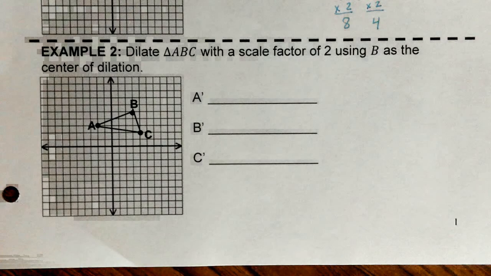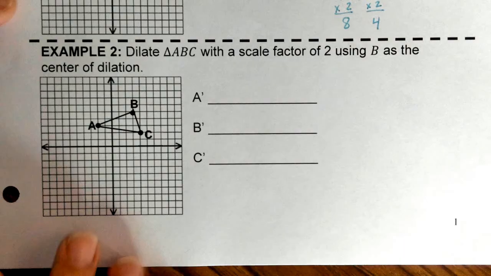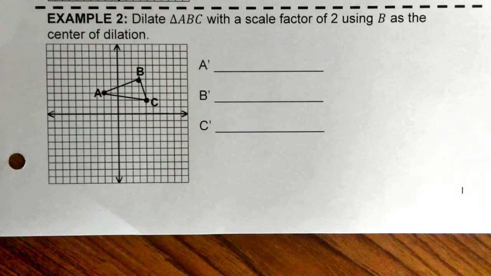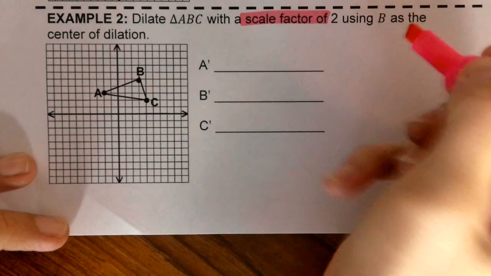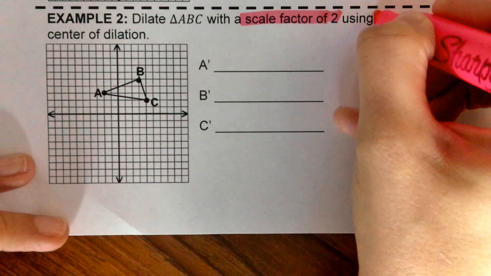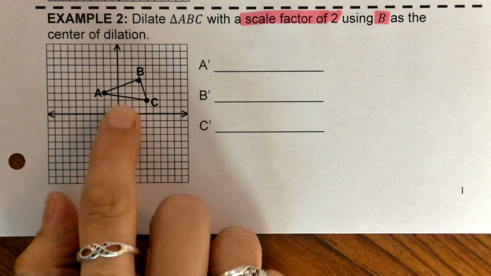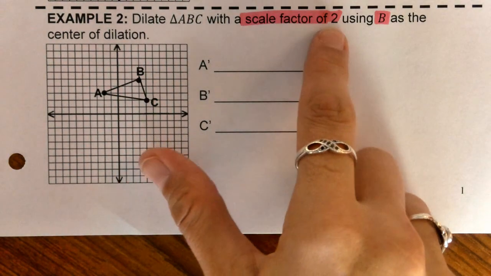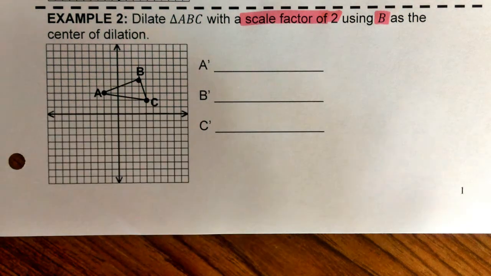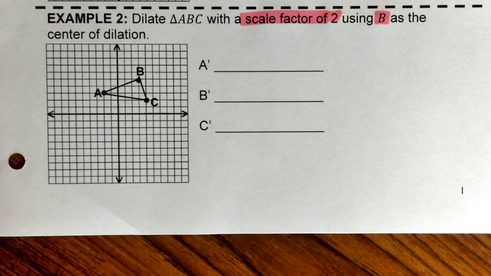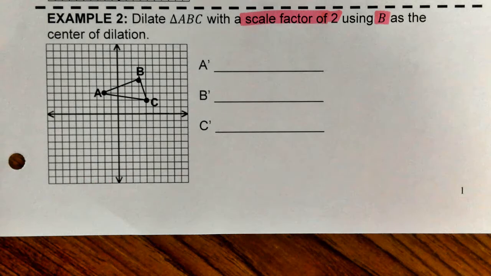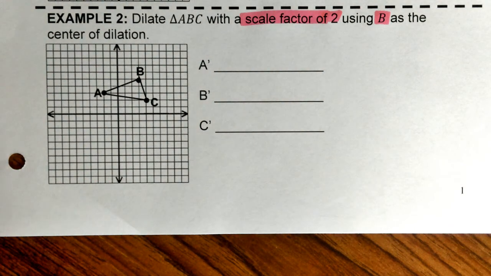So what we're doing is we're using the exact same pre-image. We're using the exact same scale factor of 2. But now we're using B as the center of dilation. So we're no longer going at the origin. So now, because we have an enlargement here, your point should be getting further away from point B. So with this, you cannot use the coordinates and multiply the coordinates like we did on example 1. This time, we cannot use our rule where you just multiply them by the scale factor.